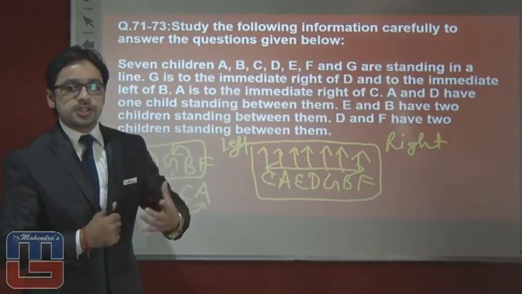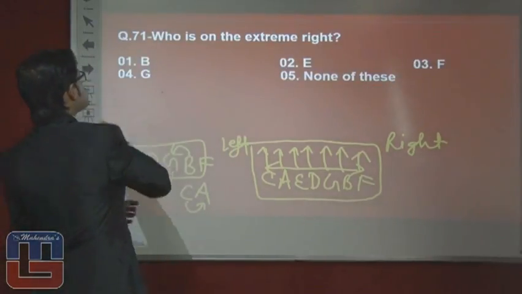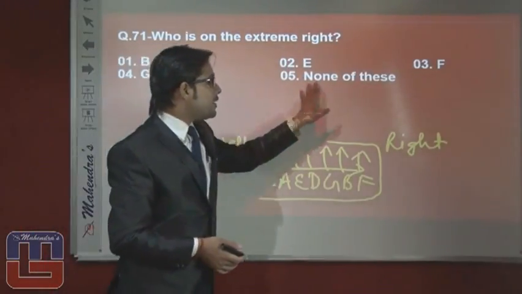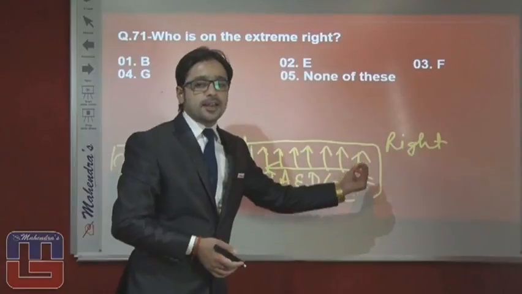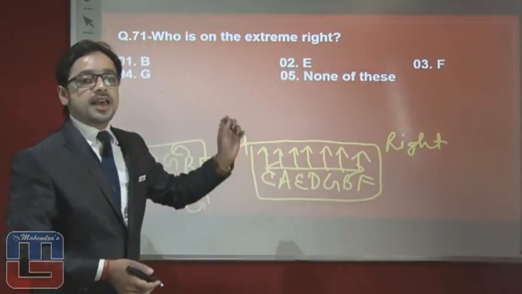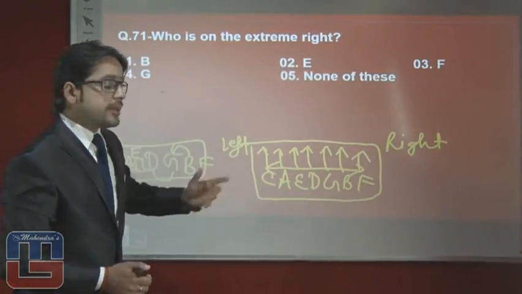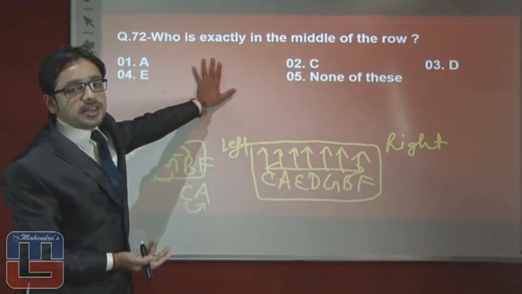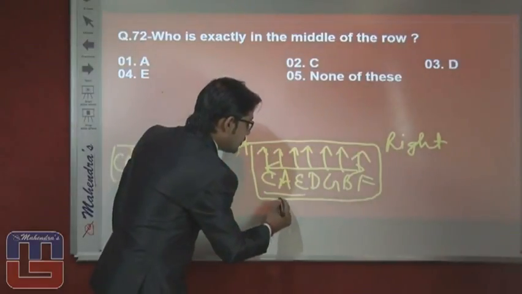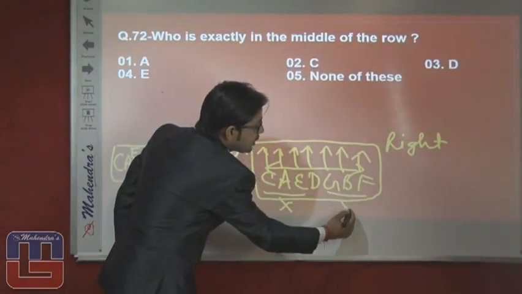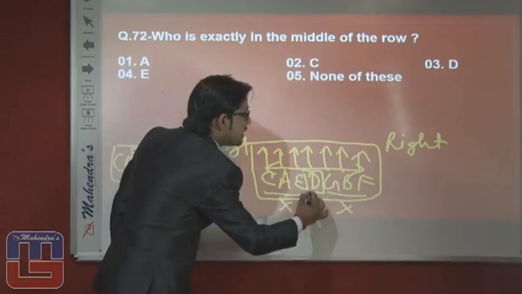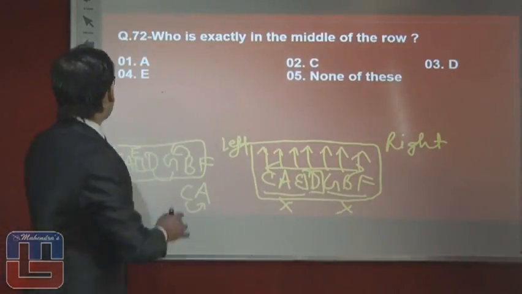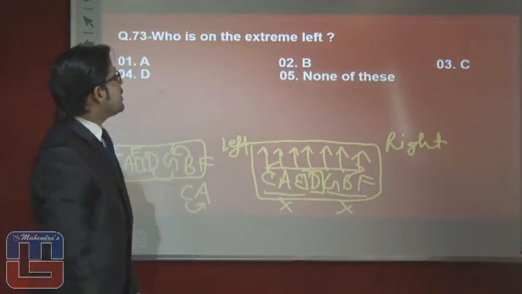indirect information. Let's proceed towards the question which the examiner wants to know from you. As you can see here, you can easily find who is at the extreme right end. You can say that F is sitting in exactly the right corner, which is the extreme right of this row. Next question: who is exactly in the middle of the row? You can easily find 3 members from the left side and 3 members from the right side, and the right and appropriate answer of this question will be D, which is written in option number 3rd. Let's move towards the next question.